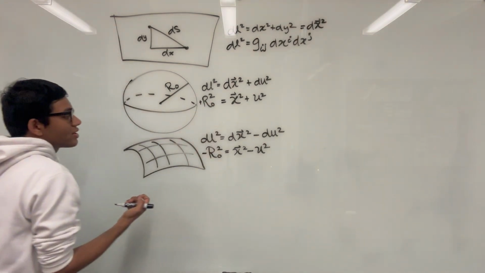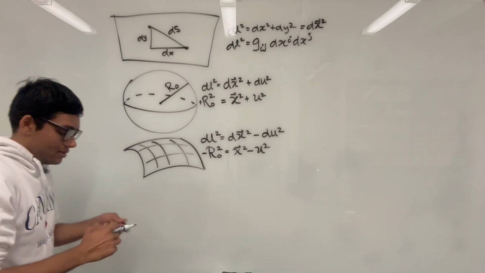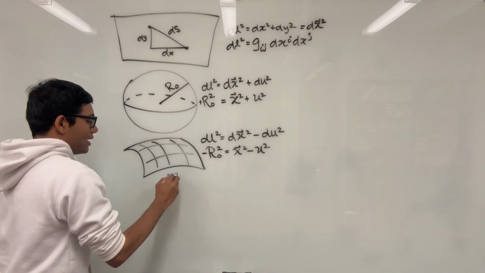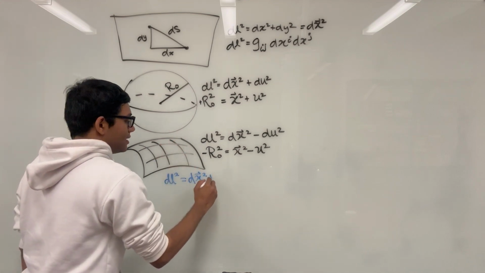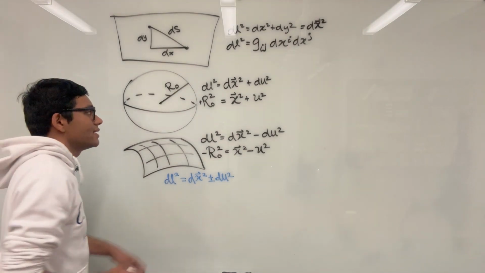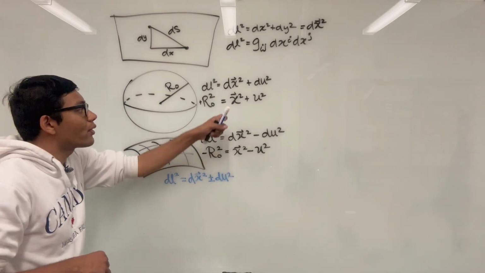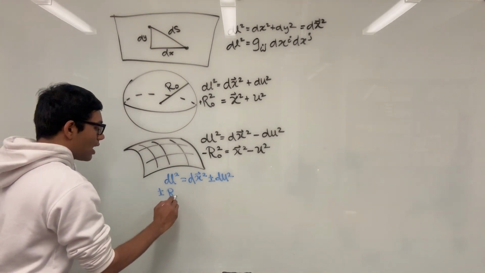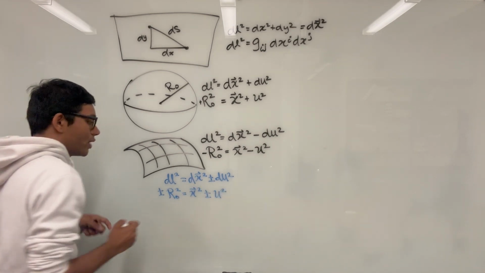So I'm going to first combine my lengths dl squared as follows. So I can write that in general, for any three of these geometries, I can say that dl squared is equal to dx squared plus minus du squared. That's what we've got by combining these three dl's in general. And then let's combine our embedding conditions so that we find that plus minus r naught squared is equal to x squared plus minus u squared.